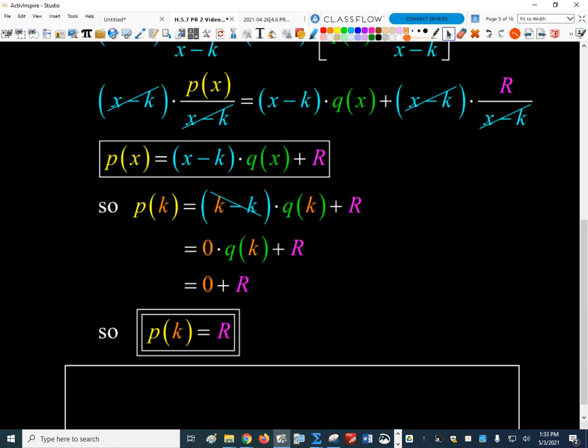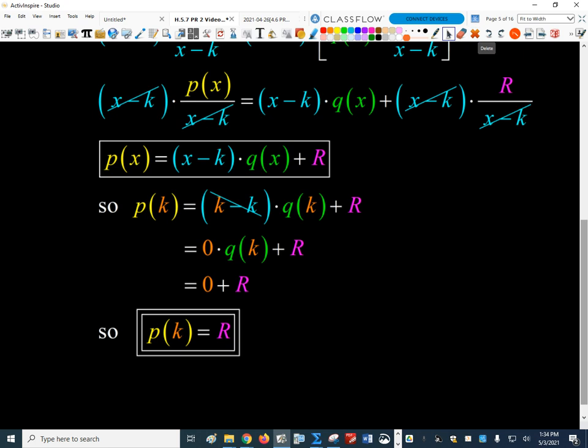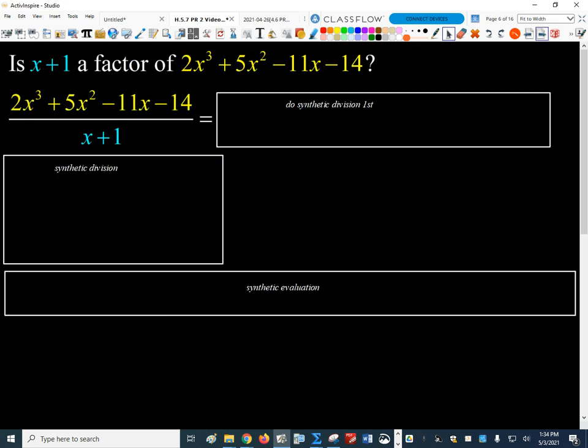Does everybody see that this is a completely general proof? We weren't specific at all. We didn't say anything about what the original polynomial was, or what we're dividing by, or what q of x was. It's going to work in all cases. That's always true. So there's our proof of the polynomial remainder theorem. Okay, let's use it.